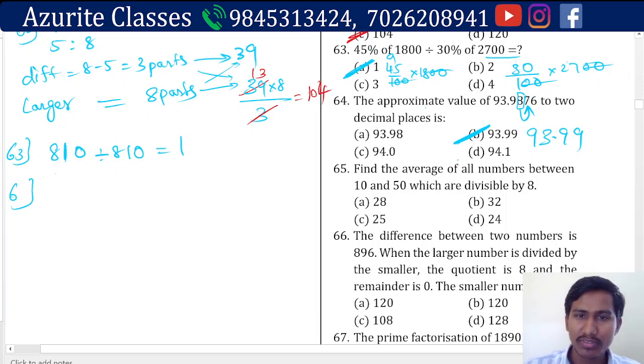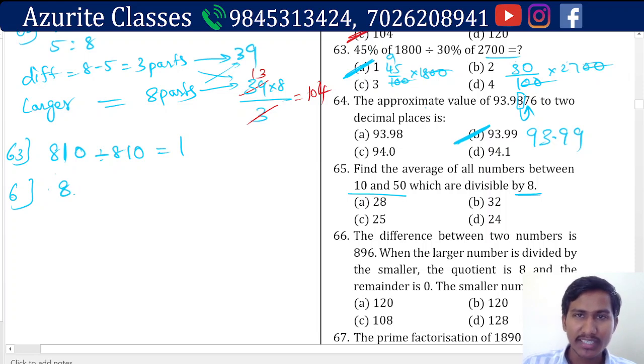Now 65 here. So what is the question? Find the average of all the numbers between 10 and 50 which are divisible by 8. Right? So between 10 and 50. Okay, so average is equal to sum of numbers. So you take what are the numbers? Between 8 and 50.